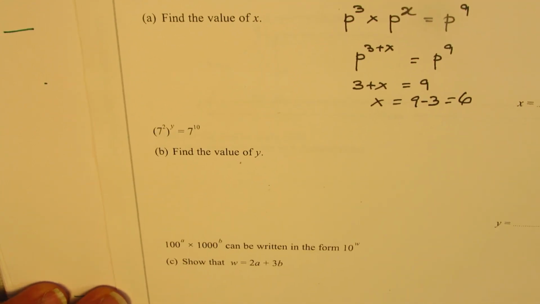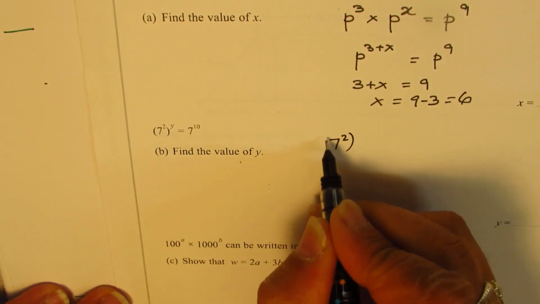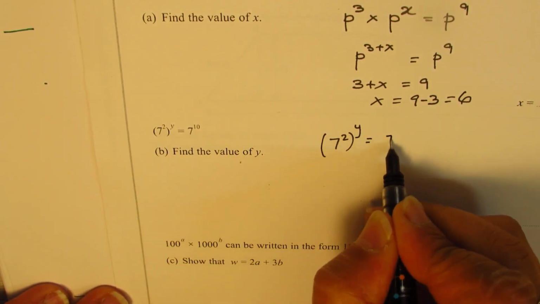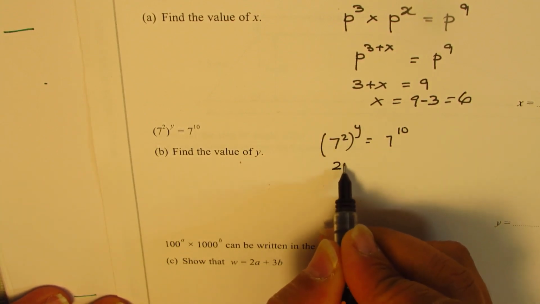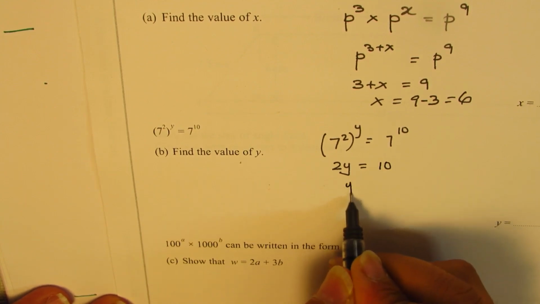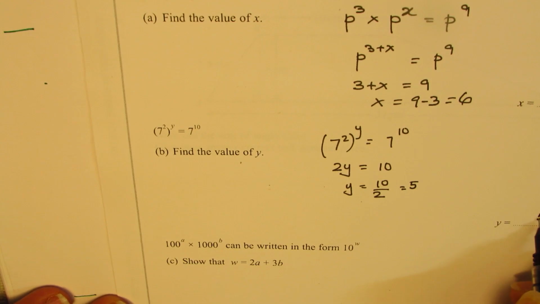The next one here is find the value of y. So we have 7 to the power of 2 to the power of y equals 7 to the power of 10. That's a power rule, they get multiplied. So 2 times y is 10. y is 10 divided by 2, which is 5.